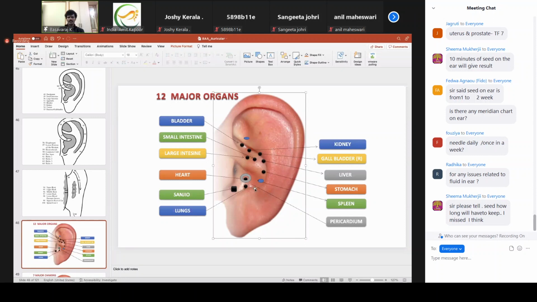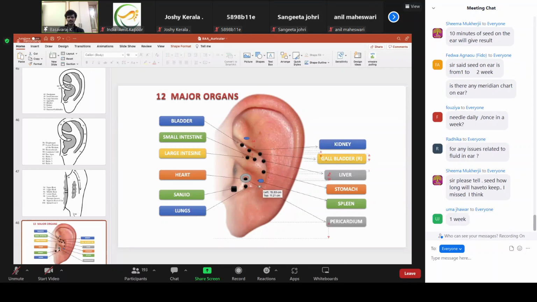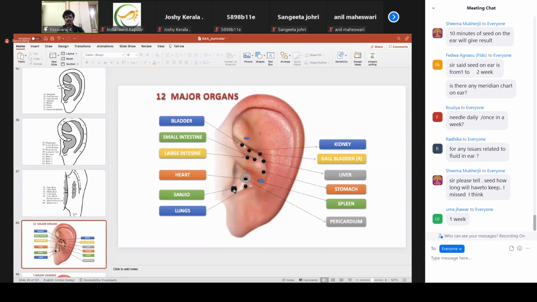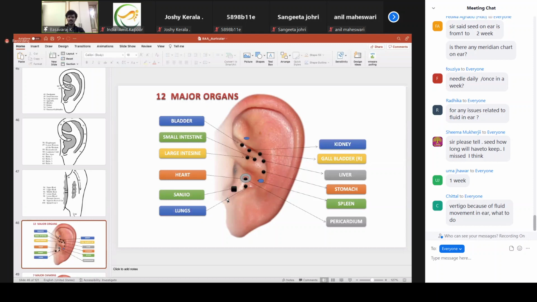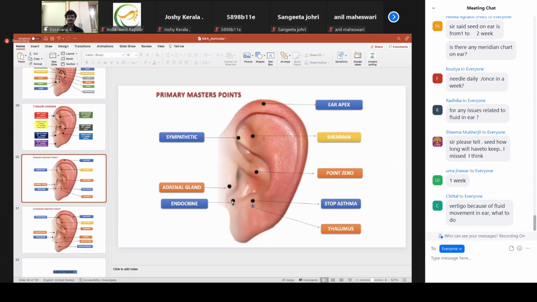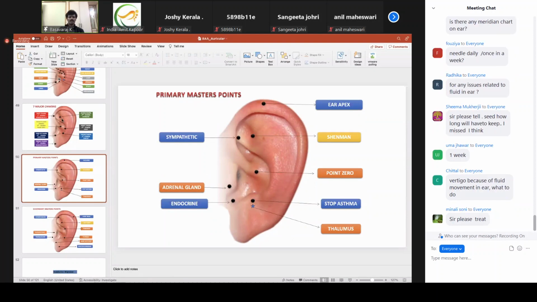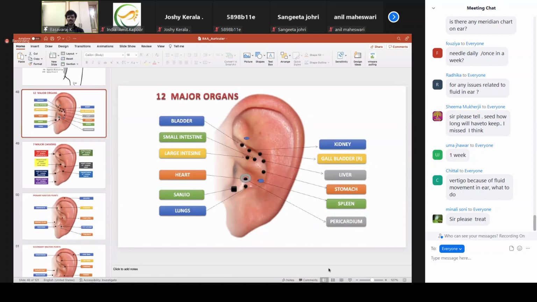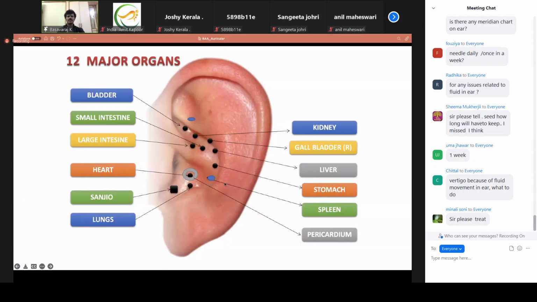Around the heart, this is your pericardium. The gray circle which you are seeing around the heart is the pericardium, and below that are the lungs, and this is sanjiao. Below sanjiao, there is the endocrine gland. You can see this here. Just below that, this is sanjiao. Below that is the endocrine. So all the concha, the inner ear, is covering the vital parts of your body. Clear?